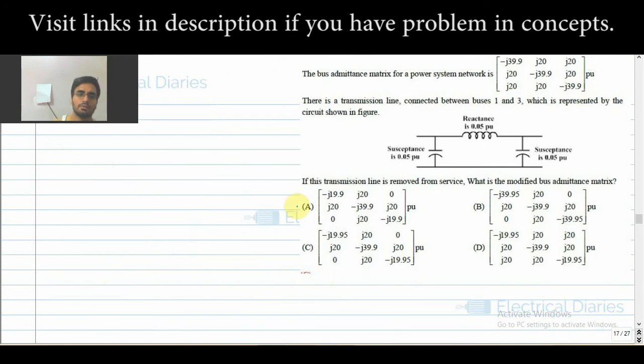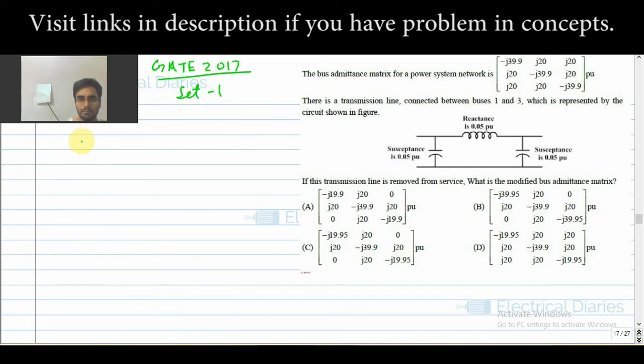Now the next question, GATE 2017 set 1. The bus admittance matrix for a power system network is given. There is a transmission line connected between buses 1 and 3, which is represented by the circuit shown in the figure. If the transmission line is removed from service, what is the modified bus admittance matrix? If you are not aware of this concept, please visit the link in the description.